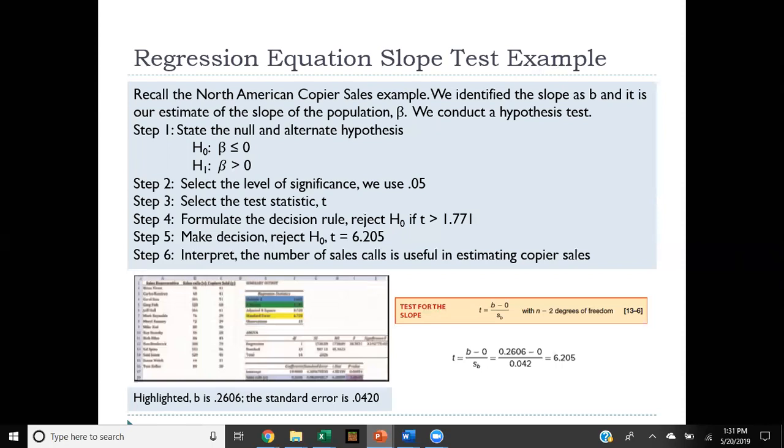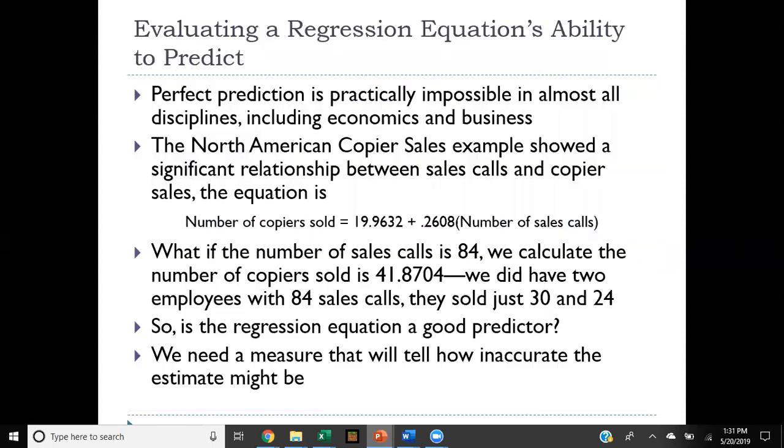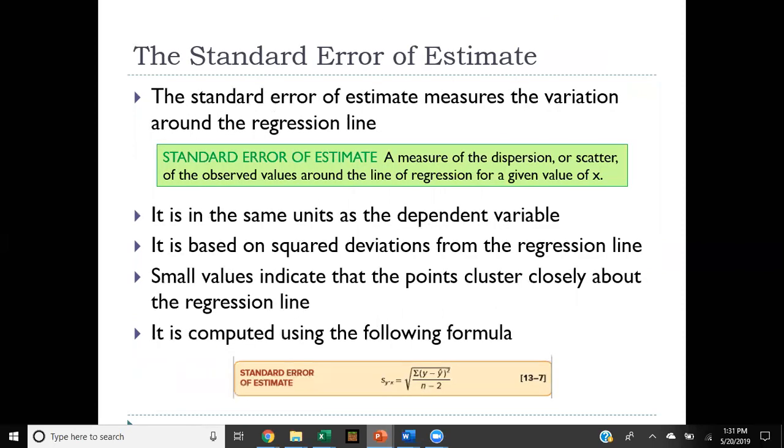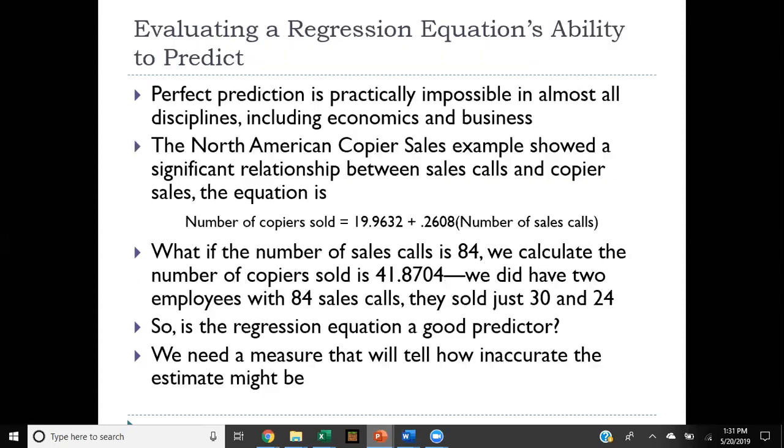So that is a brief introduction of regression analysis. It's a pretty useful tool, and in the next video, I'm going to take it a notch further and discuss multiple regression analysis and how that differs from a simple linear regression.